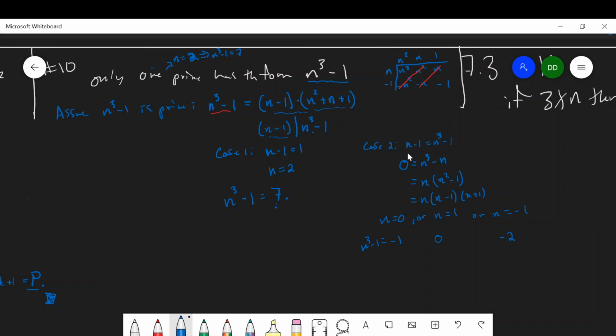So if n minus 1 was n cubed minus 1, then n cubed minus 1 would be negative 1, 0, or negative 2, none of which are prime. And so this whole case can't happen because we're assuming n cubed minus 1 is prime. Okay, so if this thing is prime, then since case 2 can't happen, case 1 must happen. And if case 1 happens, then n cubed minus 1 is 7. Hence, there's only one prime that can be written in this form.